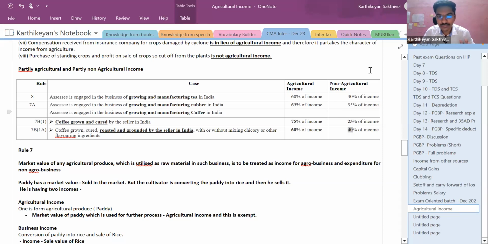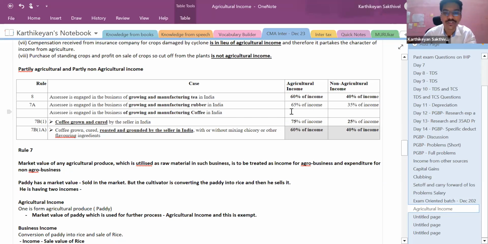Simply keep it like this: tea powder is 60-40, growing and manufacturing of tea. Tea powder 60-40. The same applies to coffee powder, not coffee bean, coffee powder. If they have to give coffee powder, definitely they should roast it and mix it with chicory, right? So coffee powder is 60-40. So tea powder and coffee powder are both 60-40, right?